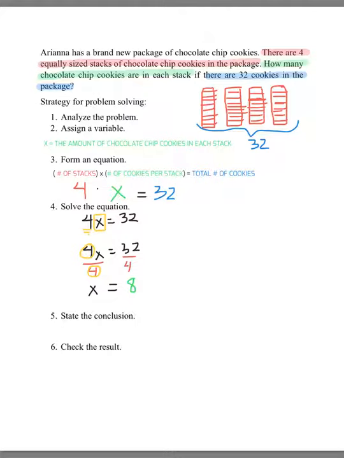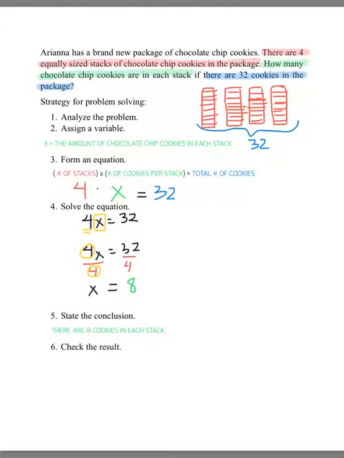So now let us go ahead and state the conclusion clearly. Well, the question was how many chocolate chip cookies are in each stack. So our conclusion is going to be stated as the following. There are 8 cookies in each stack. So that's going to be our conclusion. And again, the conclusion is simply the question that was asked, reworded in the form of a statement.